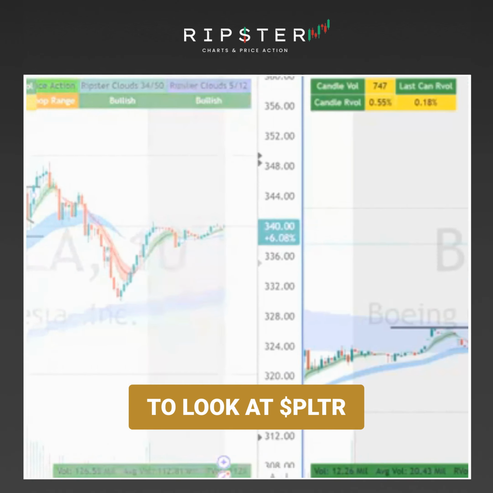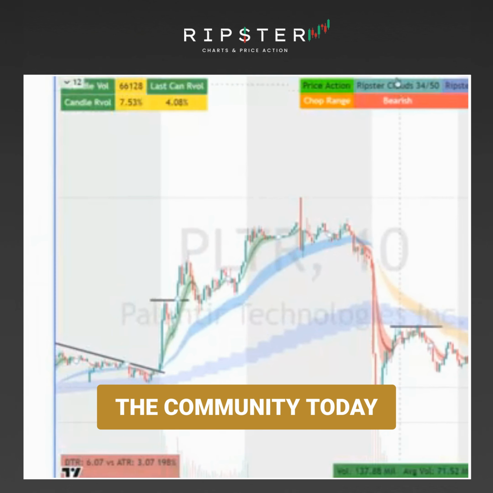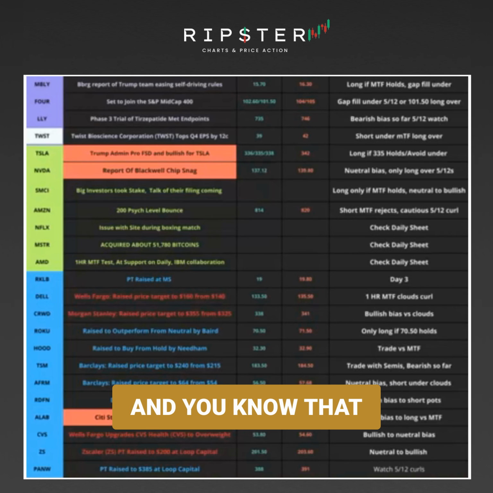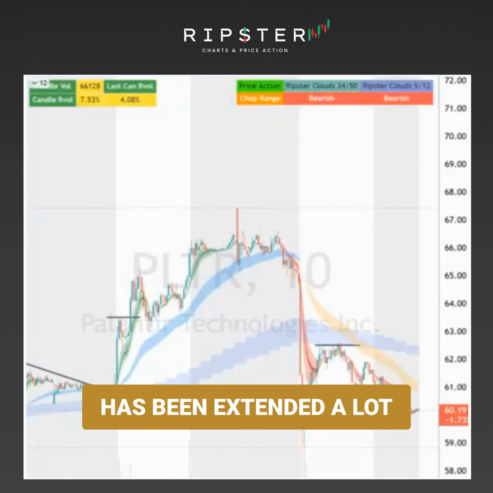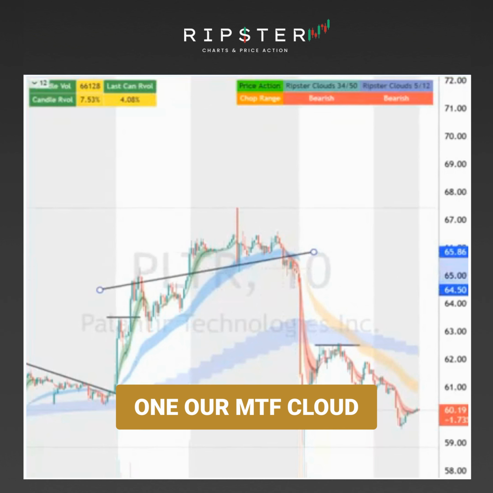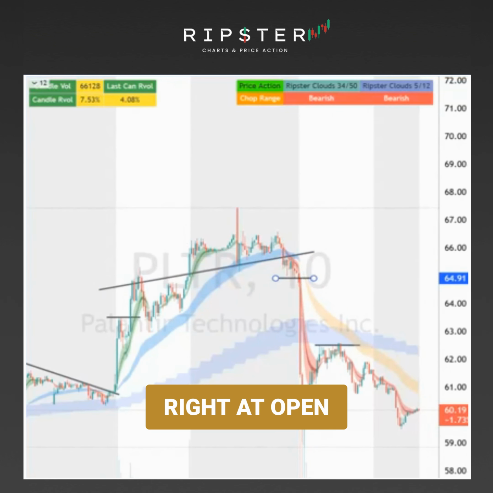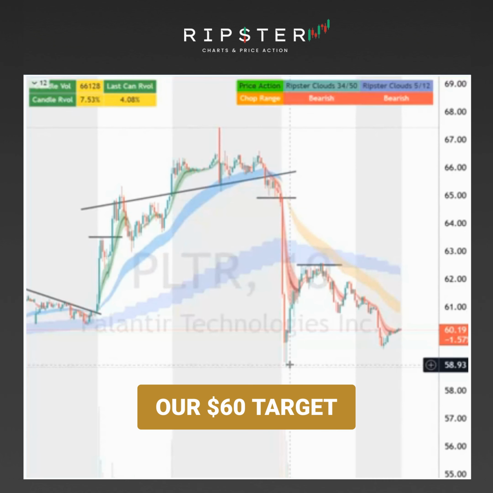Next we're going to look at PLTR. PLTR was our short in the community today. The PLTR game plan was pretty straightforward. It was a day 2 setup for us, and you know that PLTR has been running a lot, has been extended a lot. When it broke this 1 hour MTF clouds, we already know it's bearish, and once it broke under the 65 level I gave, it was a short right at open. We didn't really meet the 58 target, but we hit our 60 target, and then it bounced.